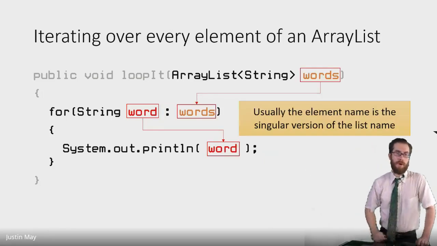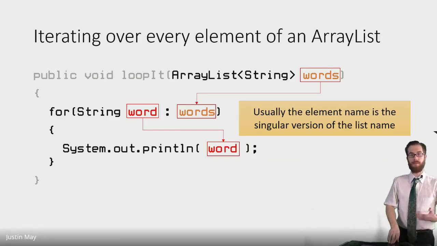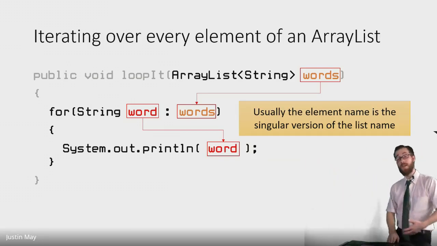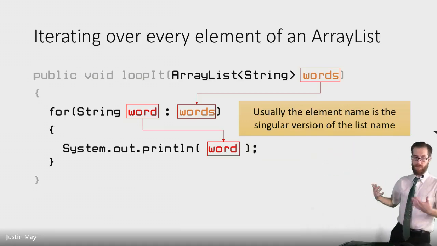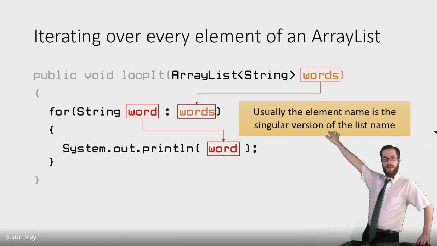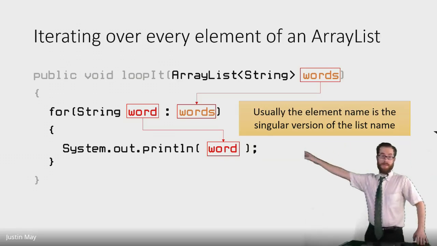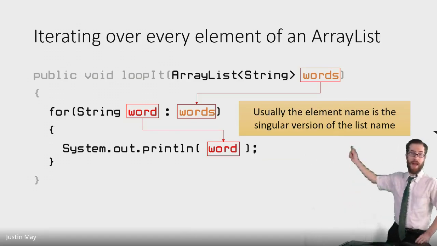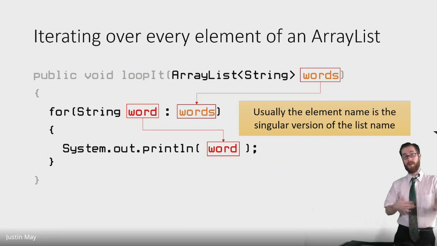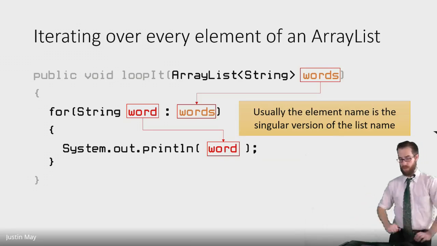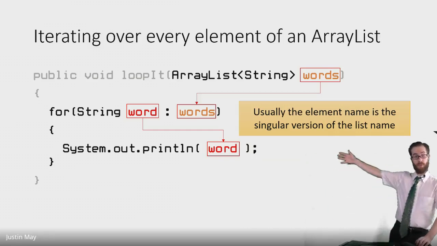Usually, when we're naming this variable, we would name it after the singular version of the list name, because usually a list is named with a pluralized version of what's in the list. So this might be an array list of words. And so words would be the end of my header here, but that element variable, I might call it word, because word is one of the elements from words. It helps you just not have to think that hard when you're writing a for loop.